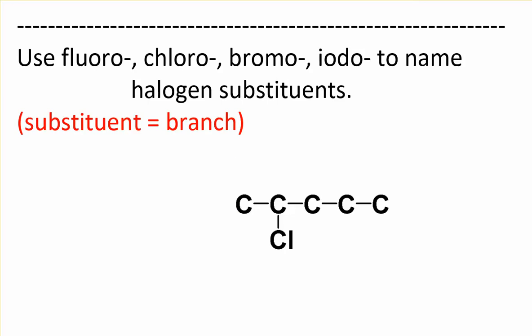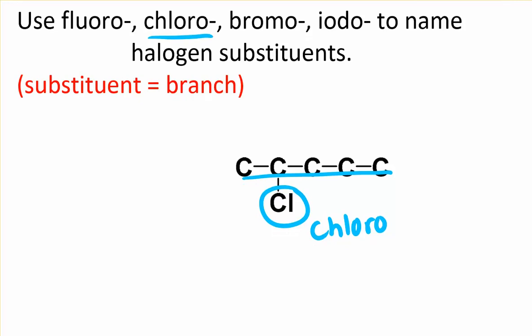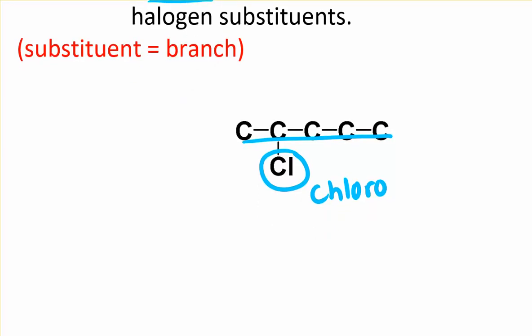So I'm going to just find my longest chain. I'm going to treat this like a branch, and then I use what it says here. Instead of a methyl branch or something, this is a chloro branch. And then, like you might imagine, we would number from this end. And I bet you can put together the name if you've been trying these as you go. 2-chloropentane.